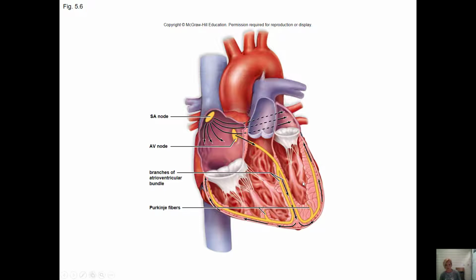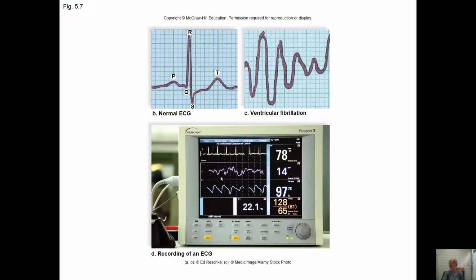So a murmur is anytime we have an incomplete closing of the valves and blood flows backward through the heart, which it's not supposed to do, and we're going to hear that kind of swooshing sound between the lub and the dup as that blood swooshes backward.